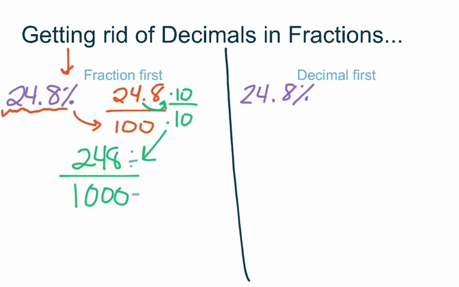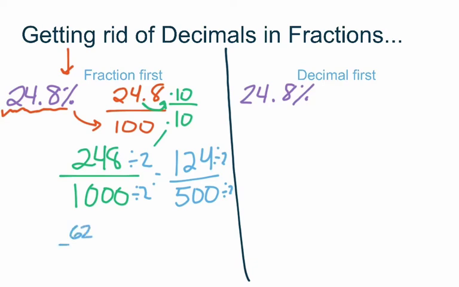I could divide both of these. I might start off with dividing both by 4. Actually, you know what? For some simpler math, I'm going to divide by 2, because I can do that in my mind, mental math wise, easier. So 248 divided by 2 would give me 124. 1,000 divided by 2 would give me 500. These are still both even, so I know I can divide by 2 again. So 124 divided by 2 would be 62. 500 divided by 2 is 250.